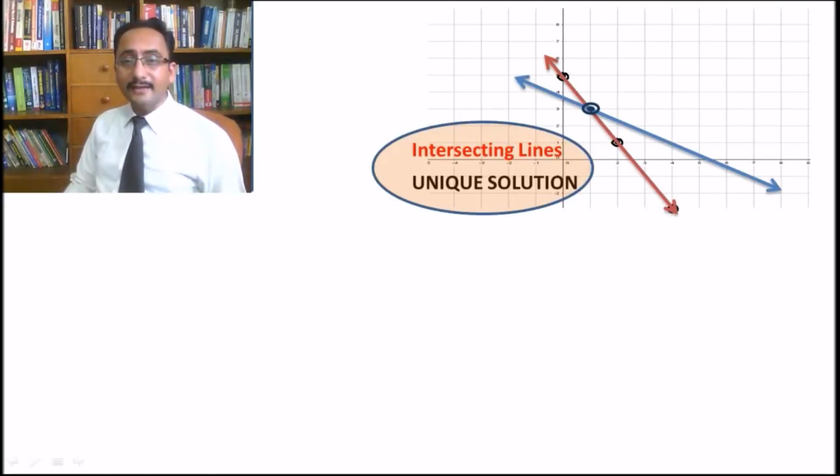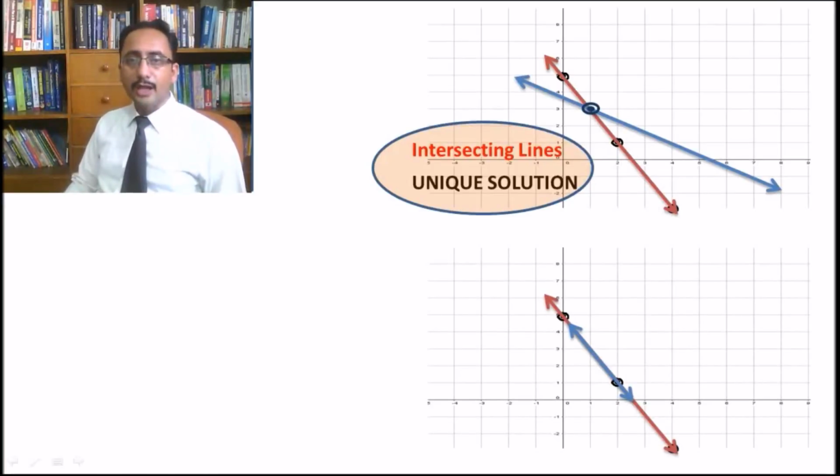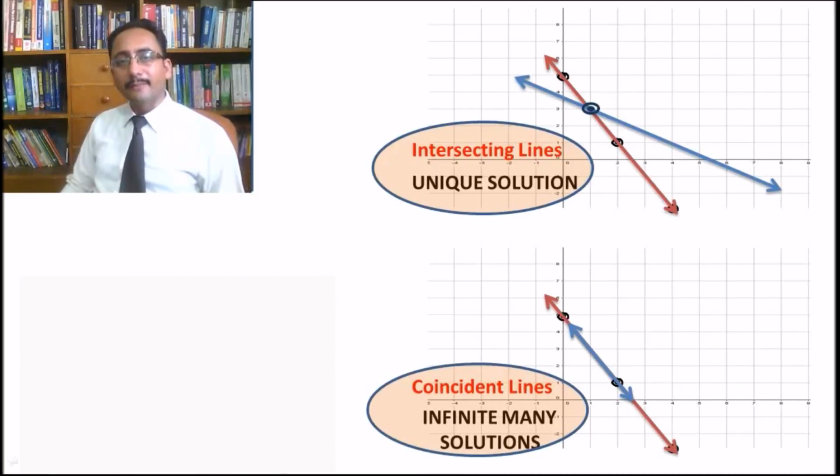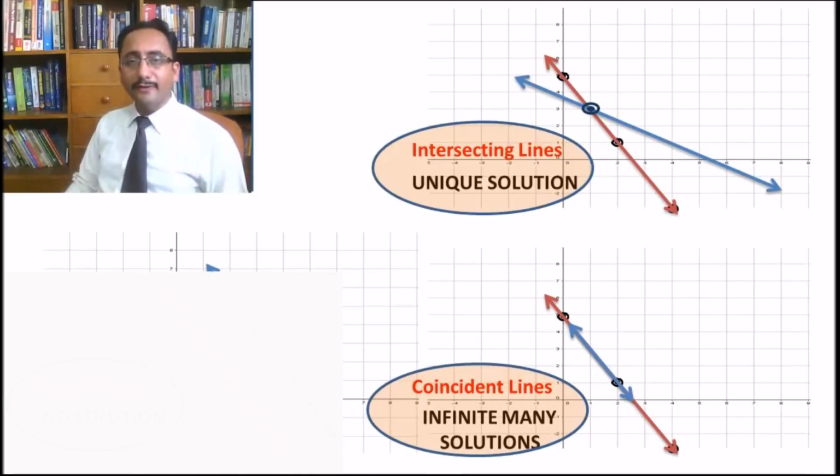Now, in the second case, we may have a situation in which we get coincident lines. Coincident lines means both given linear equations represent the same line. In such cases, we will have infinitely many solutions. Why infinitely many? Because every point on the given line is common. Both equations are satisfied by every point on the line, and hence every point on the line is a solution.